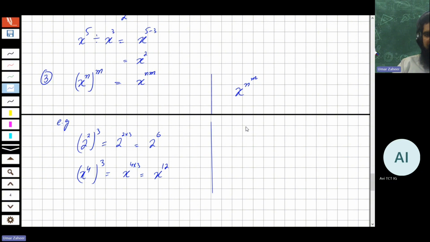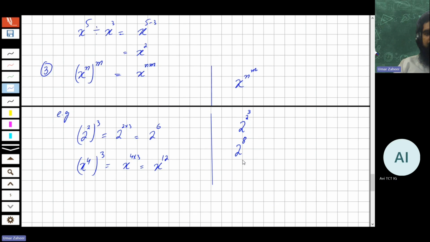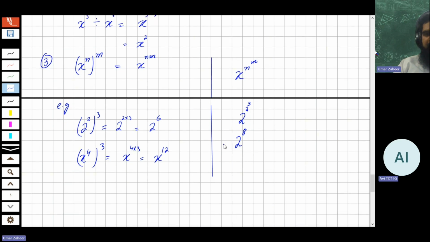For example, you have 2 raised to power 2 and there will be a power of 3. So you know that 2 raised to power 3 means 2 multiplied by 2 multiplied by 2, that will be 8. Look at here. Here you are getting 2 raised to power 6. Here you are getting 2 raised to power 8, because here you have the whole power. And here m is the power of n only.